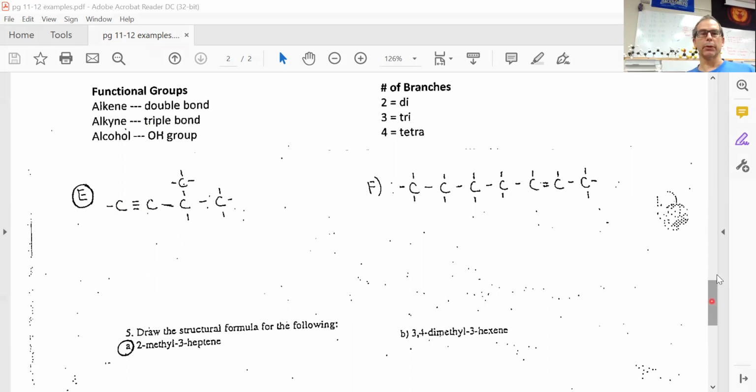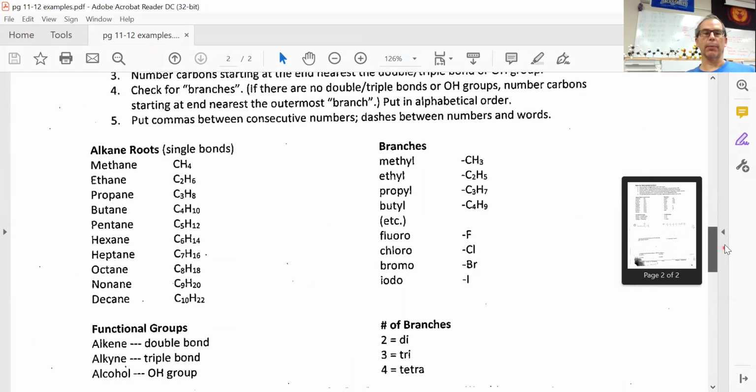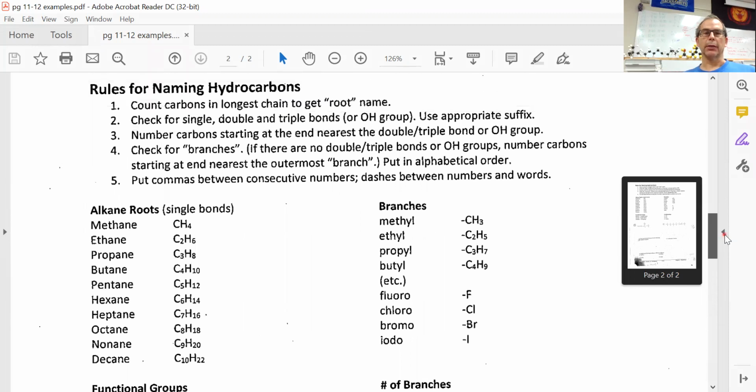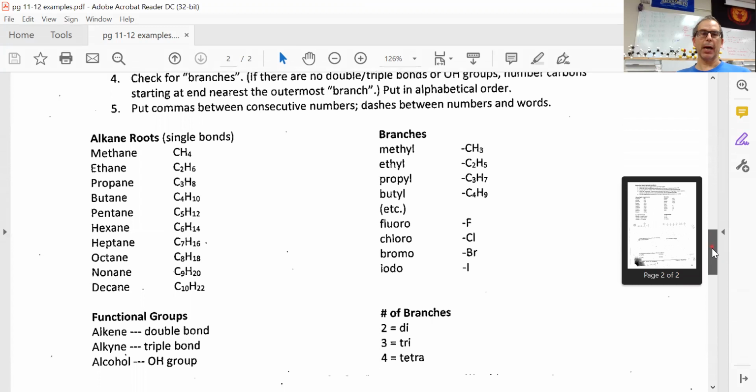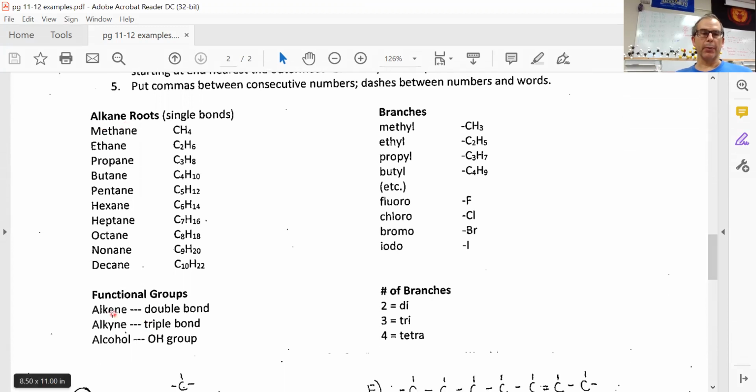Let's go look at our naming rules, which is on page 4 of the homework packet or on the yellow sheet. It says count the carbons in the longest chain to get the root name. So a 4 carbon chain is going to be a but-. Check for single, double, triple bonds or OH group, and use the appropriate suffix. When we have a single bond, it's all anes. When we get a double bond, we get an ene ending, and when we get a triple bond, we get the yne ending. So we have a triple bond, so it's not going to be a butane or a butene, but it's going to be a butyne, for the triple bond. So let me go and write that down.